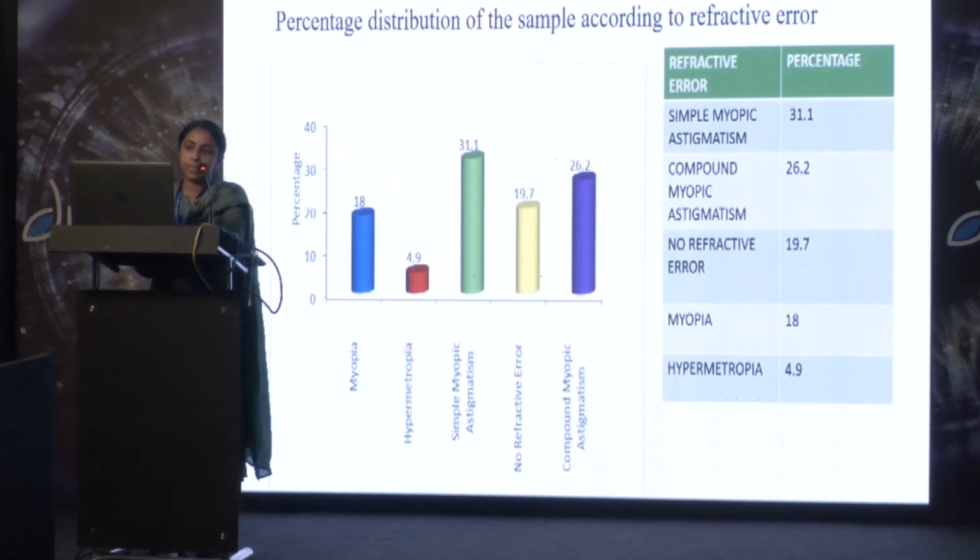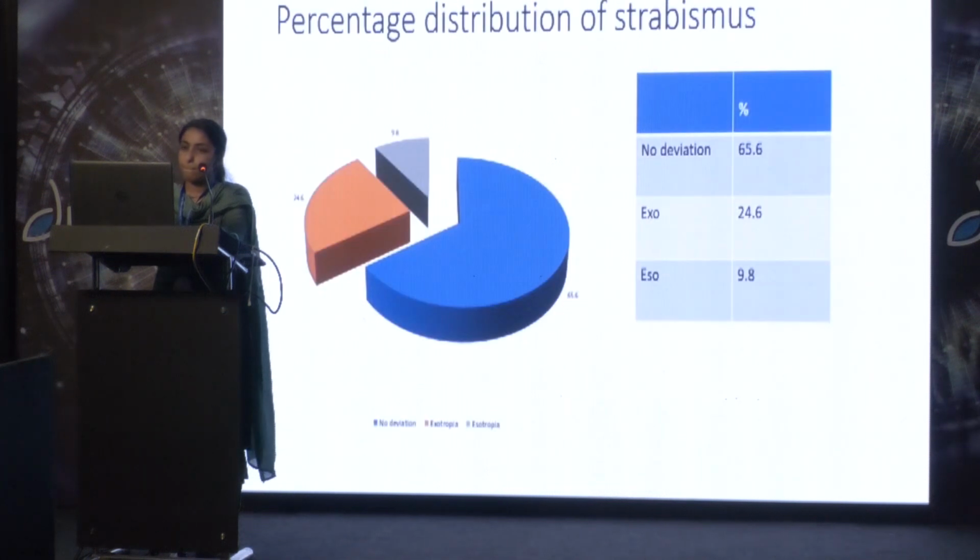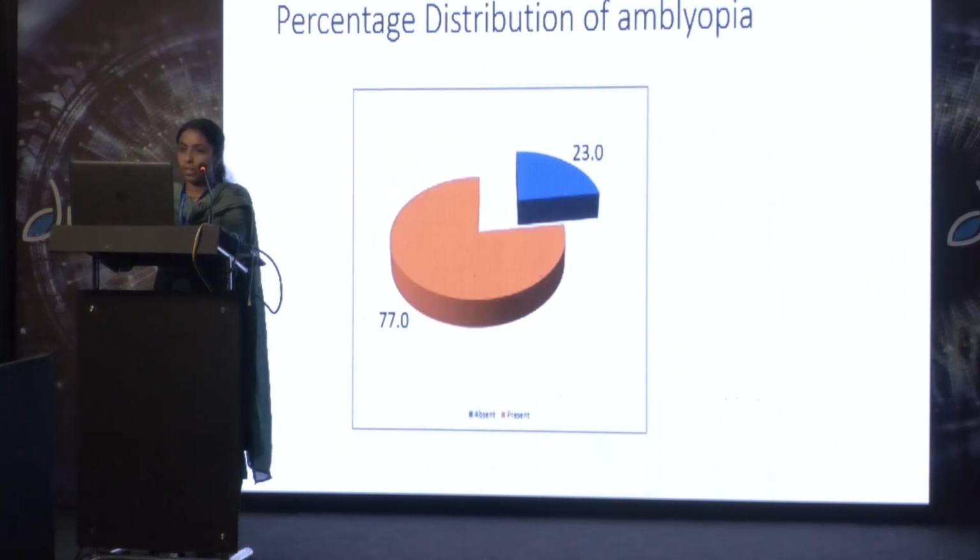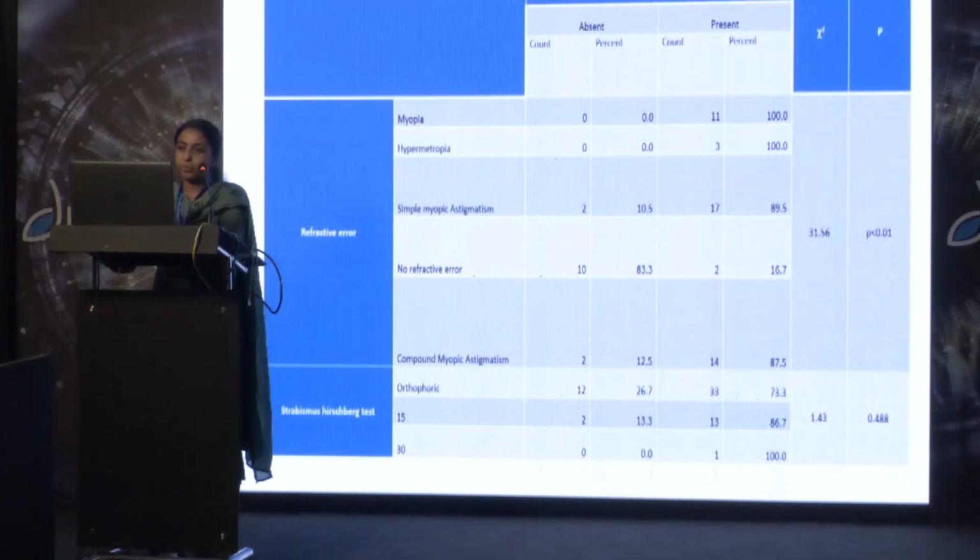Simple myopic astigmatism was found to be the major refractive error with 31.1%, followed by compound myopic astigmatism, myopia, and hypermetropia. Strabismus was found: exotropia was found in 24.6% and esotropia in 9.8%. 77% of them had amblyopia.